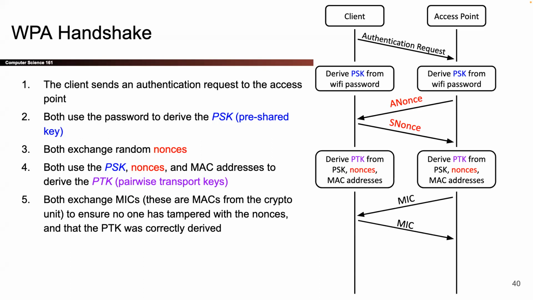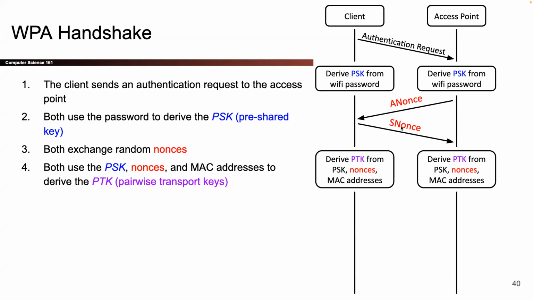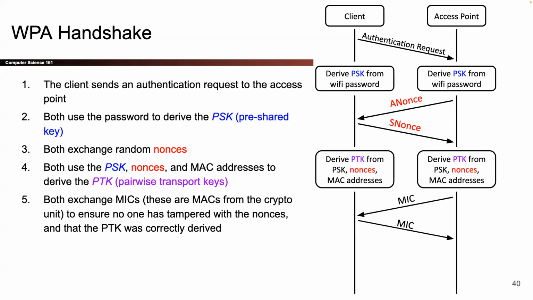Okay. At this point, it would be nice to check that things have not been tampered with. Imagine if the attacker tampered with the nonces and now each side has a different key. That would be bad, and I don't want that to happen. So the way that I'm going to check that both sides have derived the same thing and nothing has been tampered with is I'm going to exchange MAC codes from the cryptographic unit, message authentication codes.